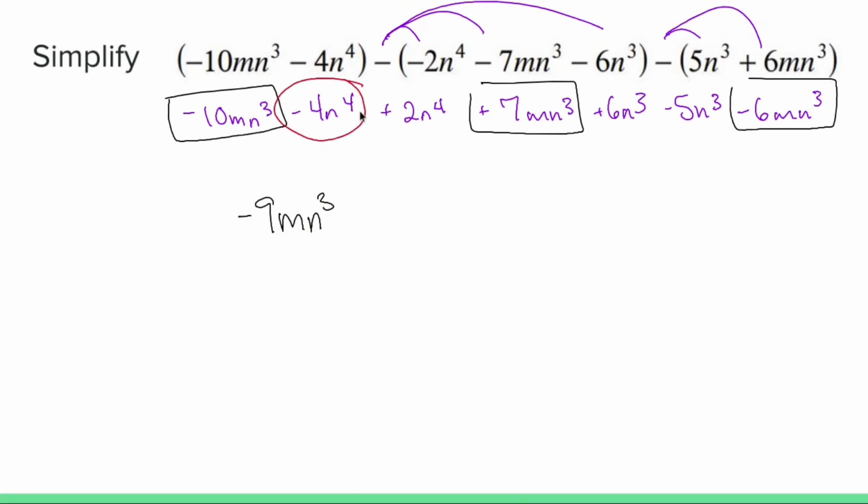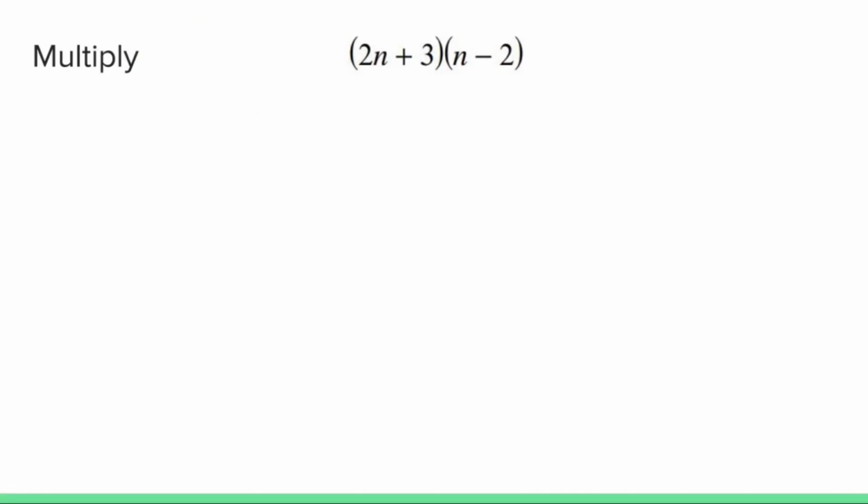Now we got negative 4n to the fourth. We got positive 2n to the fourth, and nothing else like those. So negative 4 plus 2 is negative 2, and n to the fourth comes along for the ride. These guys are also next to each other. So negative 6n cubed, regular 6n cubed, minus 5n cubed is just plus 1, or invisible 1, n cubed. And that's our guy.